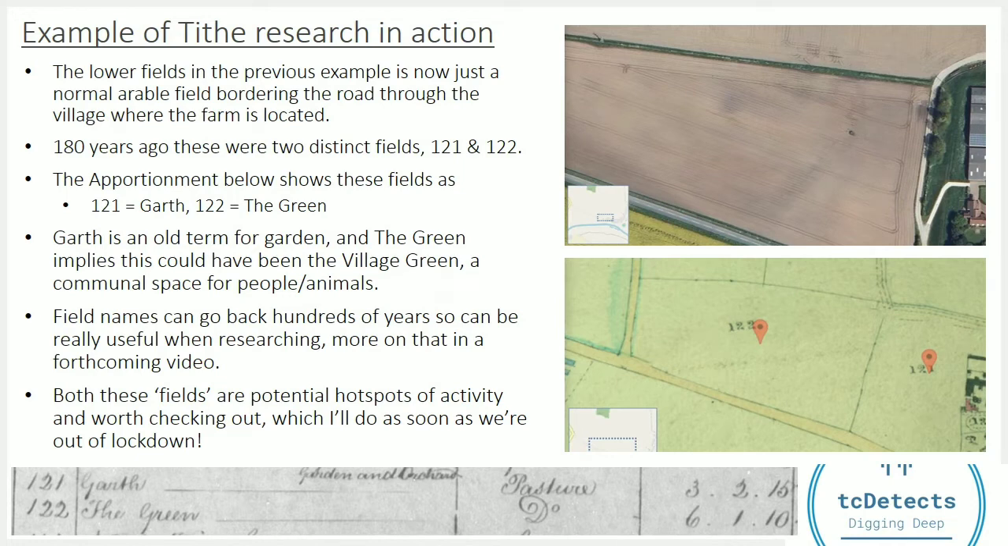These probably represent more leisure use fields than they do farming, because garth is an old and archaic term for garden, and the green sort of implies this could be the village green, because the farm is right next to where the village starts, so that could be the village green was used there. So these look like really good opportunities for detecting, because it looks like they may have had people in them doing things other than farming.